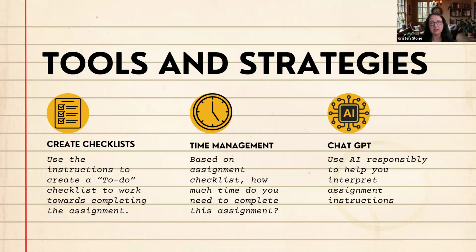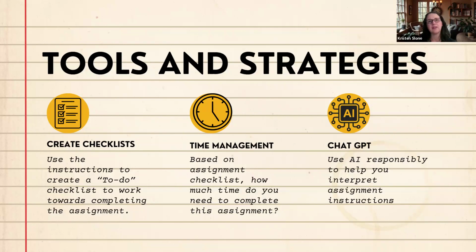Another strategy is to employ good time management. Based on that assignment checklist, how much time do you need to complete this assignment? At the top of your assignments, it gives you an estimated amount of time it'll take to complete. It may not take that long, it may take longer. It just depends. But you need to be able to look and say, here's everything I need to do for this assignment, and I think it's going to take me 3 hours. Having an awareness of time and employing good time management skills is going to be invaluable. That's the key to success. I tell my daughter this all the time. I have a sophomore in high school. Time management, right? That's the key.